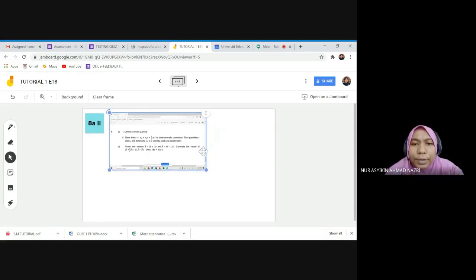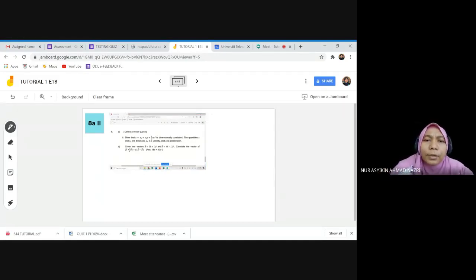Okay, show that x is dimensionally consistent. The quantities x and x naught are distances, v naught is a velocity and alpha is acceleration. Okay, so this one sebenarnya I think we already have this example in the pre-recorded videos yang Dr. Ikwan explain tu. Kita dah guna example yang ni, but no problem. So I will explain again.